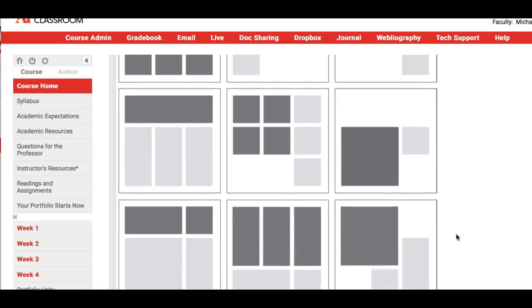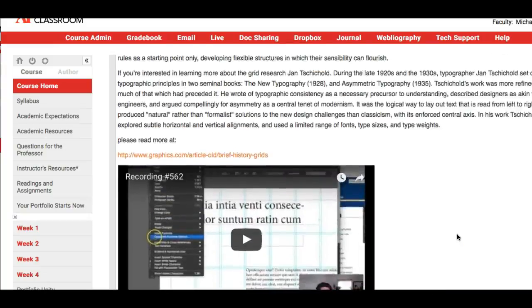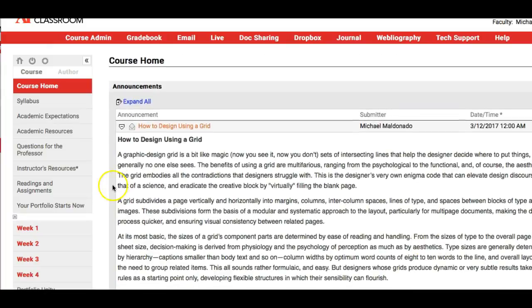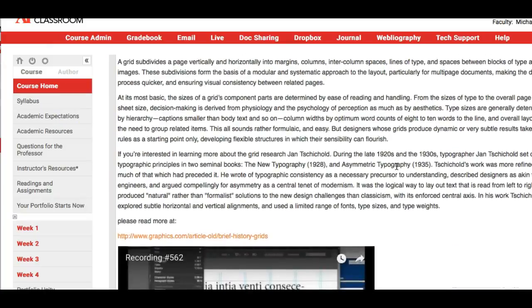Okay, I hope that makes sense. Now, if you have any questions about this, get with me. But what I'm again trying to do here is draw this connection between using the grid and creating page harmony for your portfolio. Okay, hope that makes sense, guys.